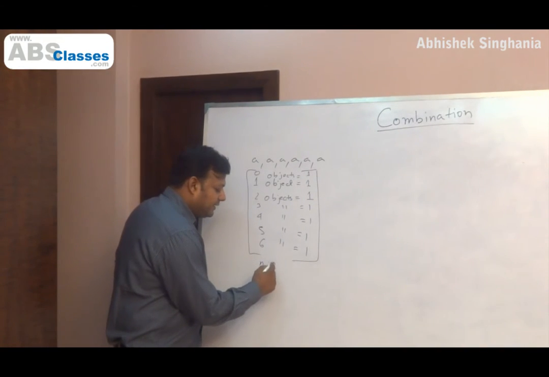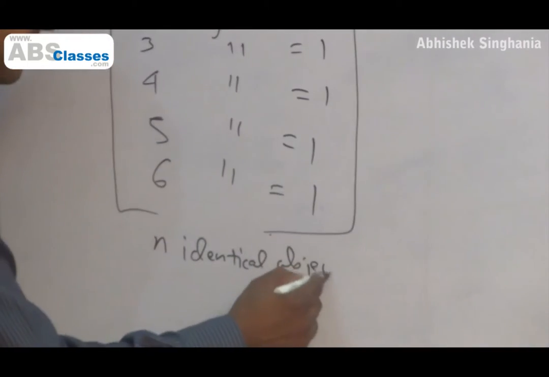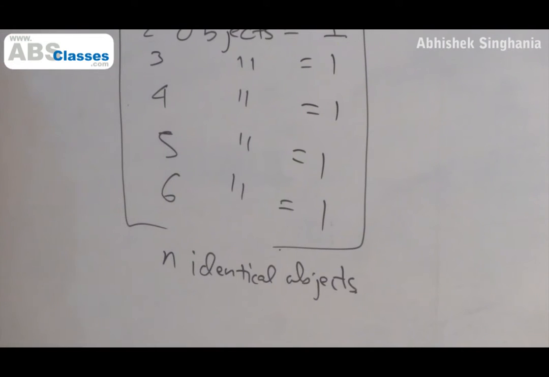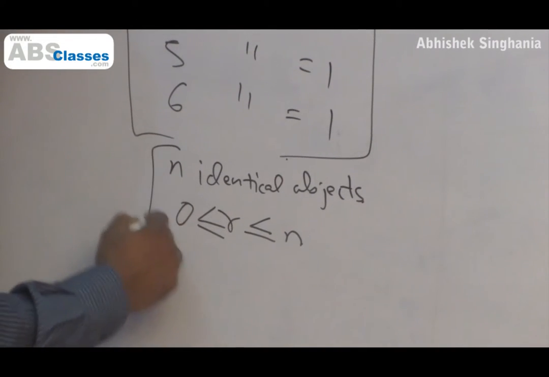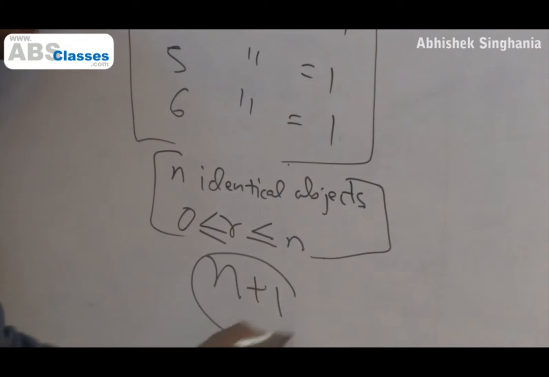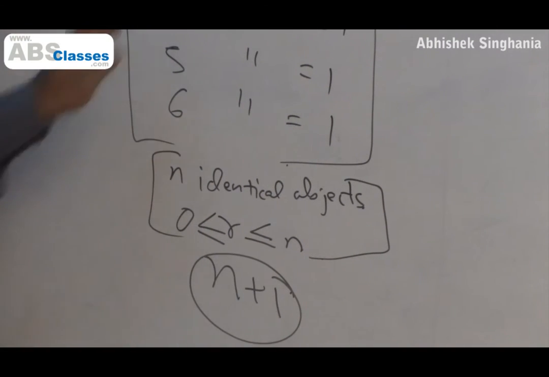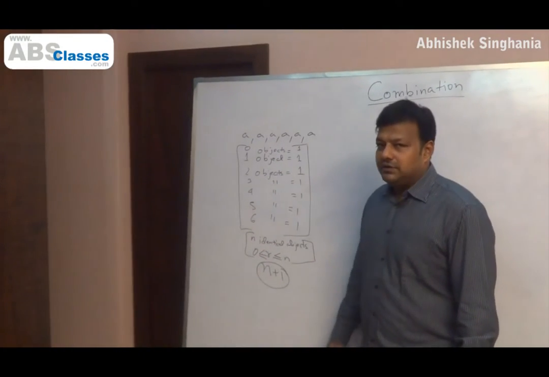N identical objects, all same, sweets are all same, especially once they go inside you. R is not defined. How many do you select? Not defined. So R can take any value from 0 to N. In how many ways can you make a decision? N plus 1 is my answer. Alright, this is only for identical objects, remember that. So N plus 1 ways of making that decision.